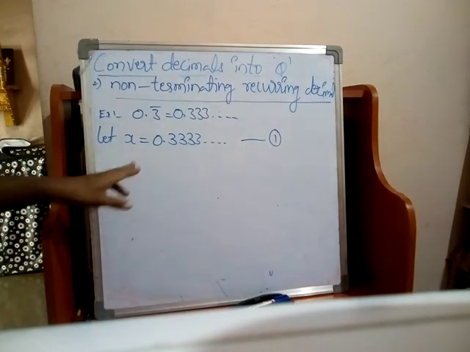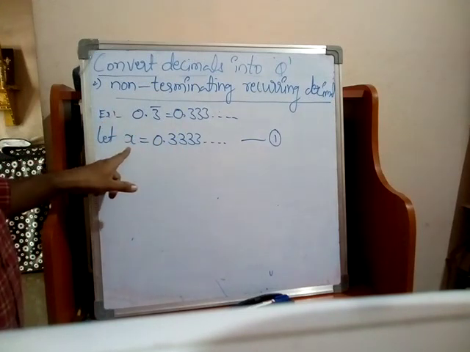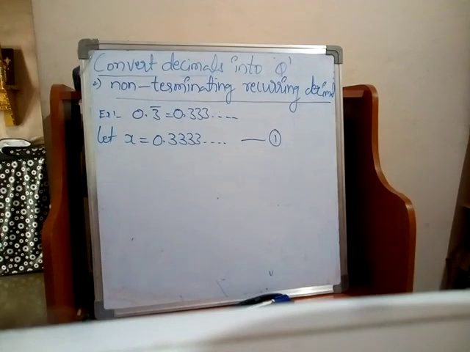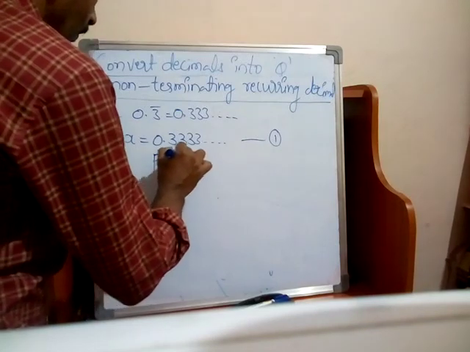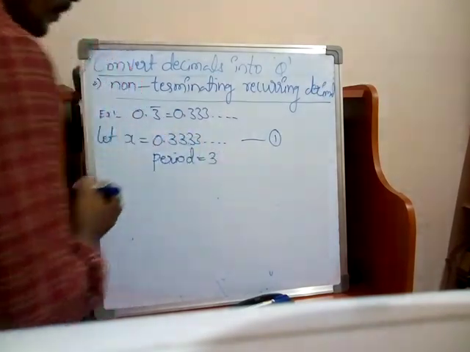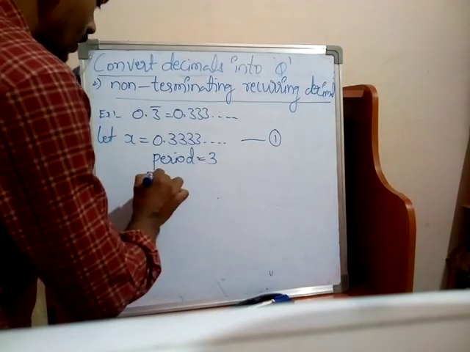Okay. So here, this is to be converted into p by q, which means we have to find the x value. Okay. So x is equal to 0.333 like that only. Okay. So here, what is the period? Period is equal to 3. Okay, 3 is repeated continuously, so that's why period is 3. Periodicity.